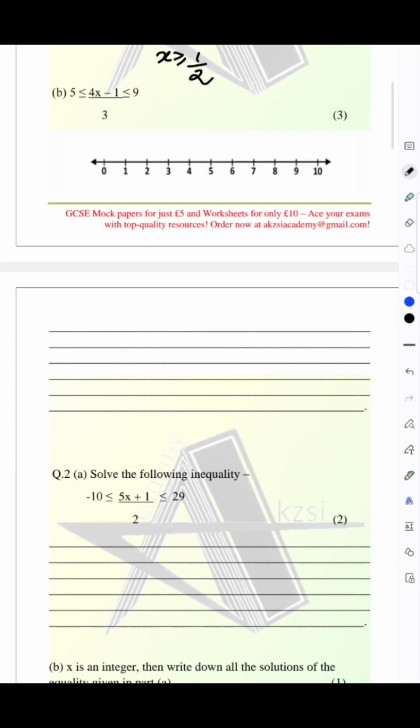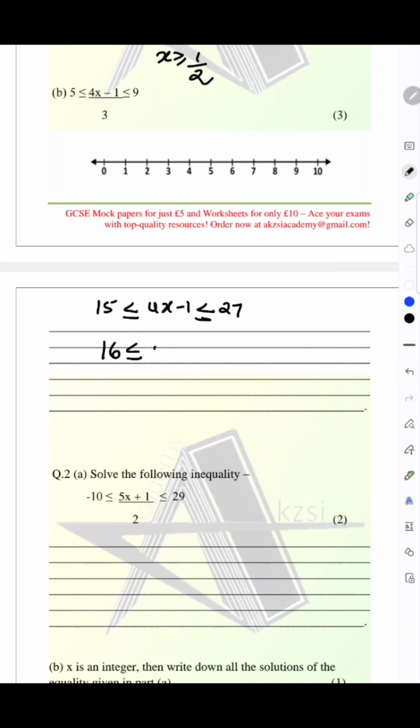Now it has two inequalities, so whatever I do with one, I have to do with all three parts. Our main aim is still the same, to isolate x. So in order to isolate x, I'll multiply all the sides by 3. Multiplying 3 to all the sides will give me 15, 4x minus 1, and this will be 27. Now we have to remove this negative 1, so adding 1 onto every side.